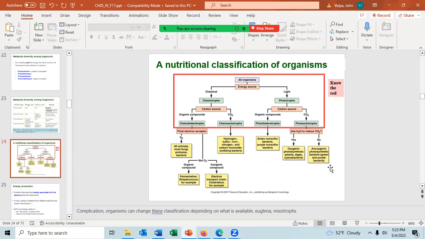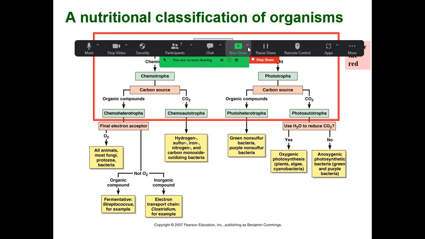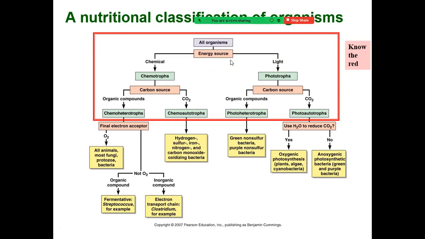You do need to know the nutritional classification of organisms that's in the red box. So we can start with all organisms. Blow that up a little. We can divide organisms by their energy source. If they get their energy from a chemical compound, they're a chemotroph. If they get their energy from light, they're a phototroph.